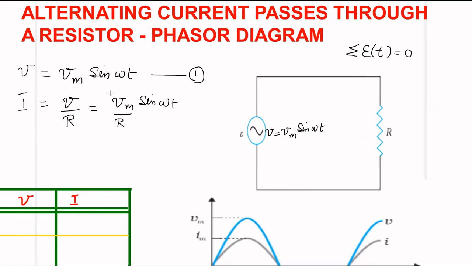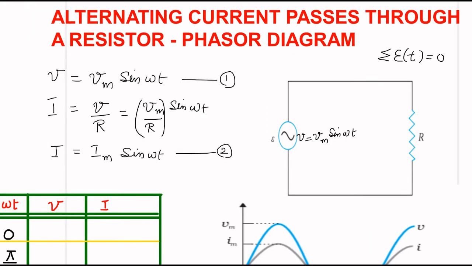And this Vm by R is the current amplitude Im. So I equal to Im sin omega t, which is equation number 2. Look at equations 1 and 2.